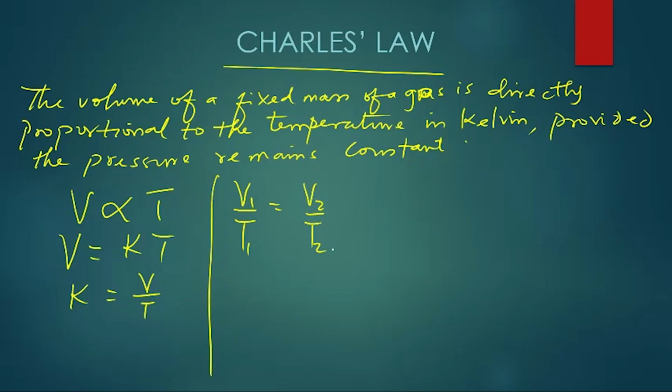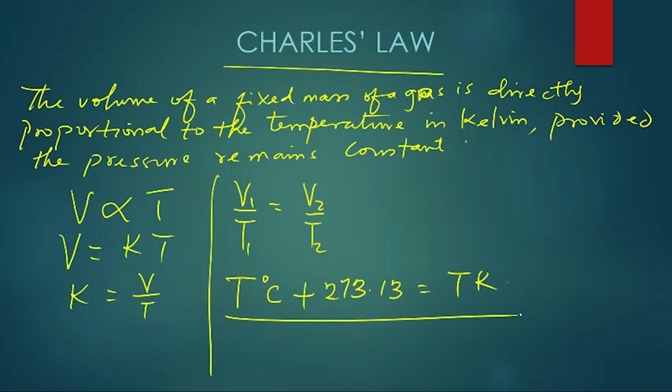And how do you get your temperature in Kelvin? We are made to understand that the temperature in degrees Celsius plus 273.13 will give you your temperature in Kelvin. This is called the absolute temperature. And that is why the law states that the volume is directly proportional to the temperature in Kelvin, or the absolute temperature, provided that the pressure remains constant.